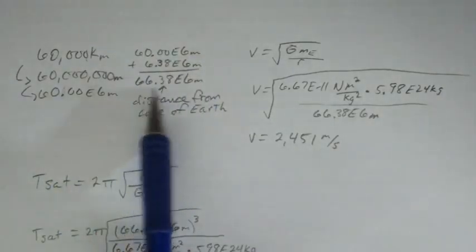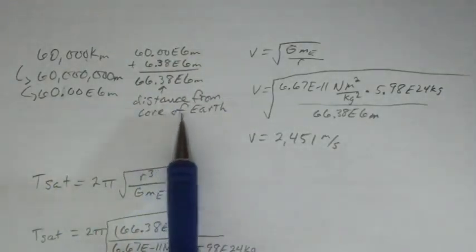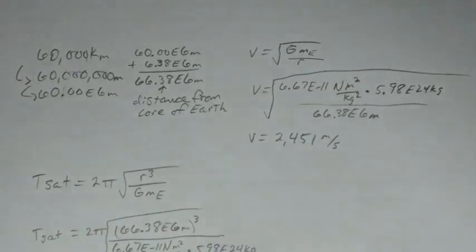When I add these, of course, I get this. This is the distance from the core of the Earth to the satellite. You have to measure from the core of the Earth, not from the surface of the Earth.